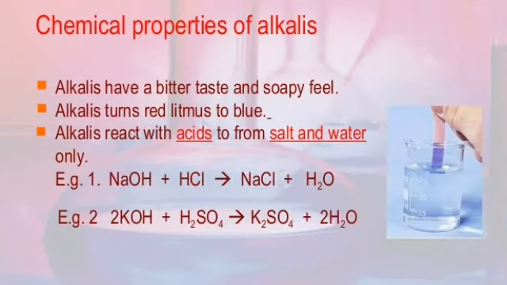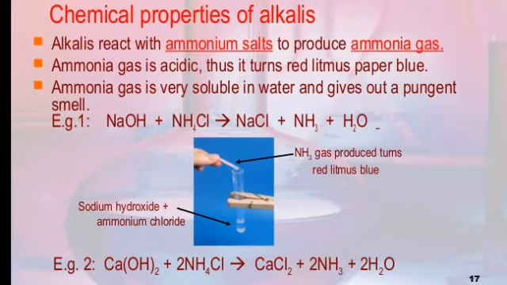So what are alkalis? This can be known by their chemical properties. Alkalis have a bitter taste and a soapy feel. They turn red litmus to blue and react with acids to form salt and water. For example, we have sodium hydroxide, NaOH. It reacts with hydrochloric acid, that is HCl, to form sodium chloride, that is salt, and produces water as a byproduct. Similarly, potassium hydroxide reacts with sulfuric acid to give potassium sulfate and water.